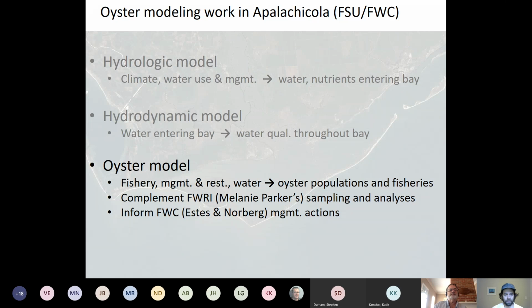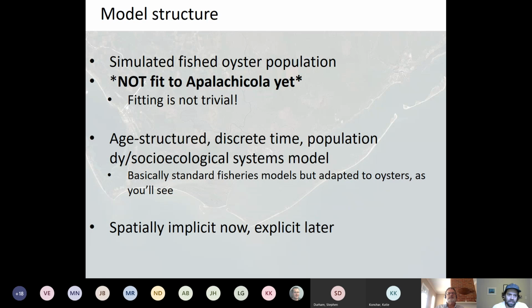And the model is not possible without the really substantial work that FWC's done. Both folks like Melanie Parker, who's moved on from FWC right now, and then Jim Estes and Mike Norberg. These people are providing the data that allows this model to be in any way useful, and without them, it's just a simulation in my head, and in code. So, all right, what I'm going to tell you about right now is just the model structure. So this is a simulation. It's not fit to the data yet. I'm doing that. The fitting isn't trivial. We can talk about the challenges with that later.